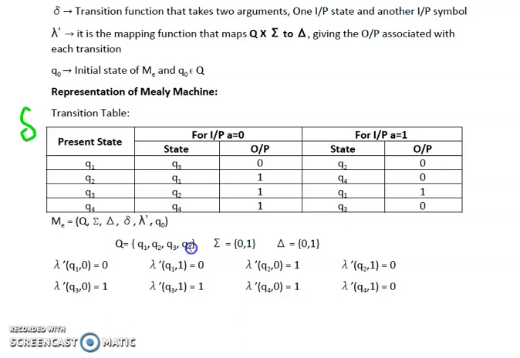Now, the next tuple is summation, that is a finite set of input symbols. We have two input symbols, A equal to 0 and A equal to 1. So summation is equal to {0, 1}. Then the third tuple is capital delta, which represents the set of outputs. If we check our outputs, we will find that there are only two unique outputs, 0 and 1. So capital delta is equal to {0, 1}.